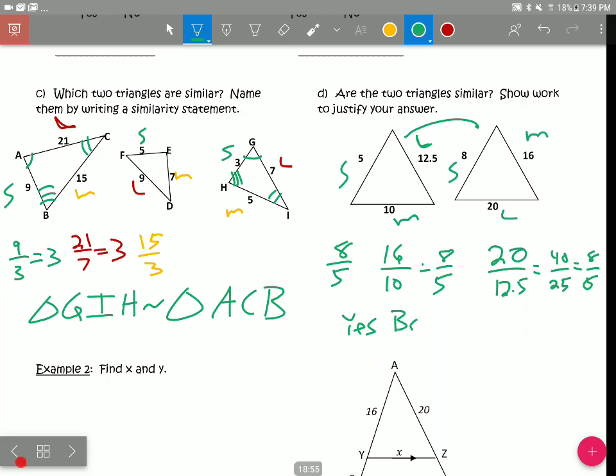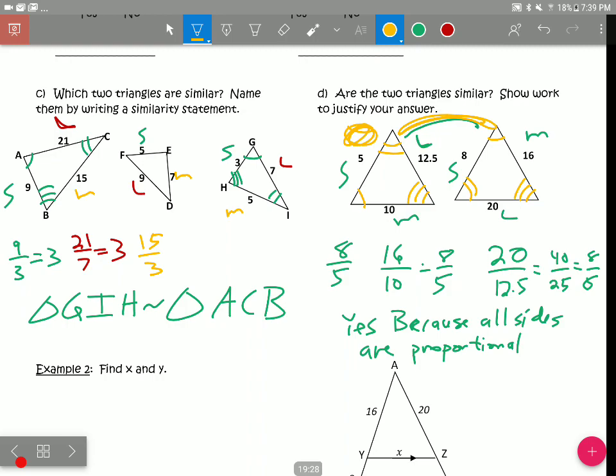Because all sides are proportional. One thing you will find: if all sides are proportional, then by definition all the angles have to be congruent. So that's between the small and the large, and that's between the large and the medium. And since I went this one divided by this one, if I were going to write my statement, I'd have to start with this one over here. So that would be triangle... oh, I don't have letters at all, so forget it.